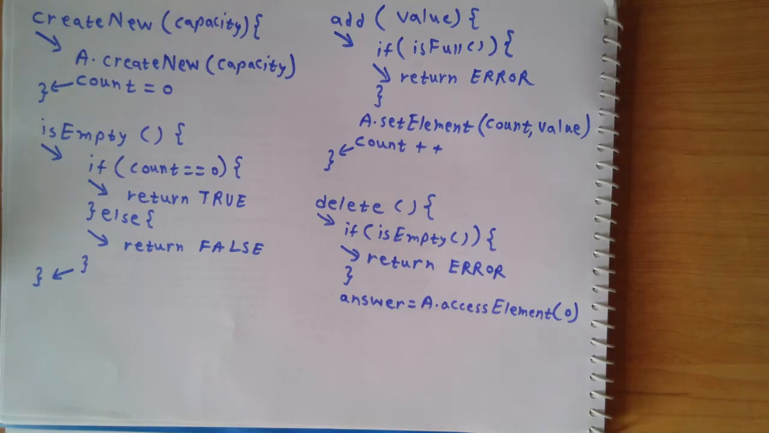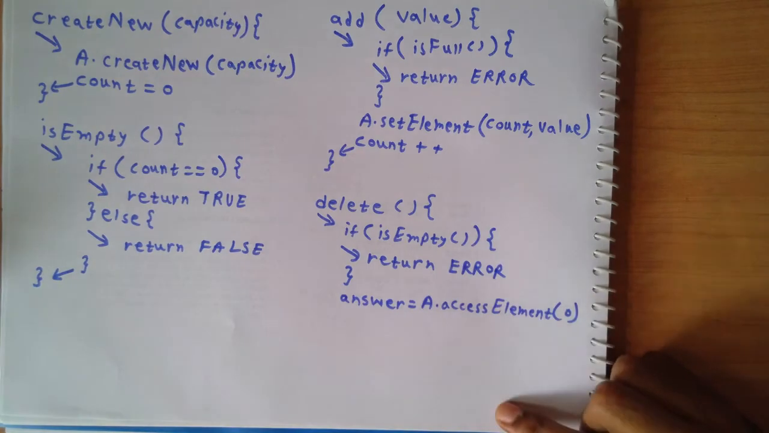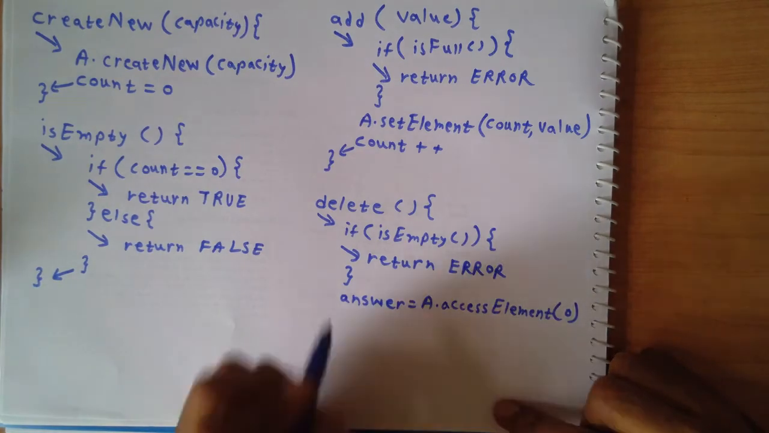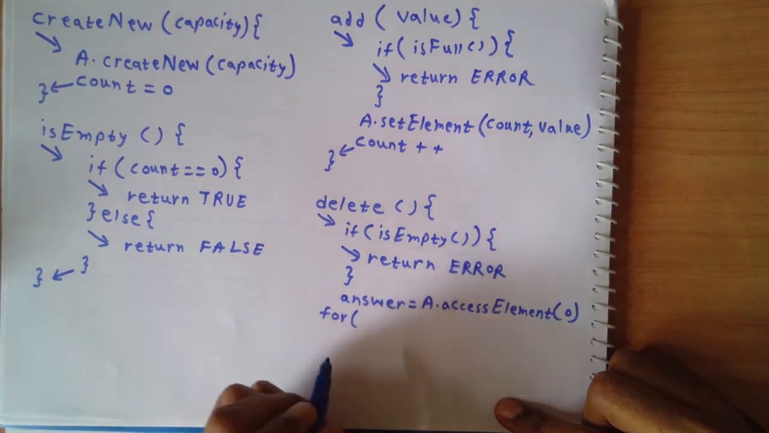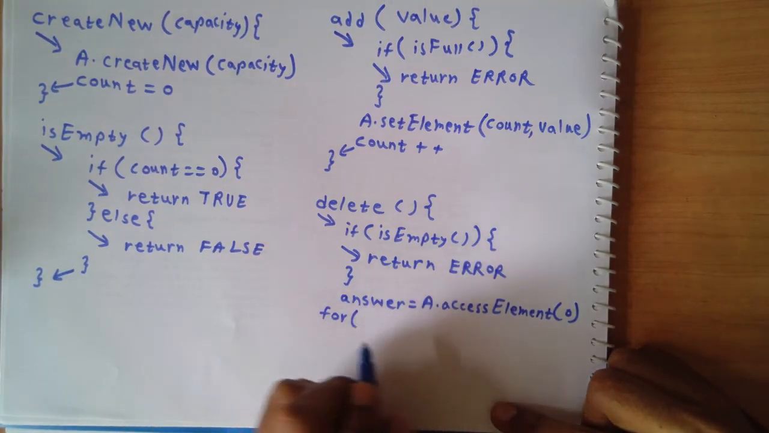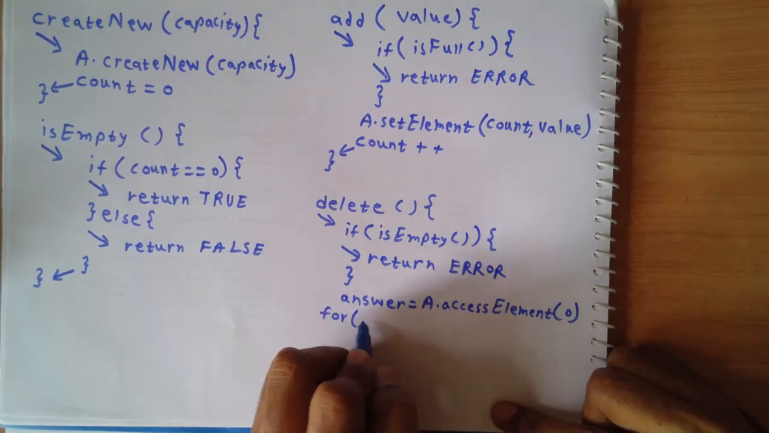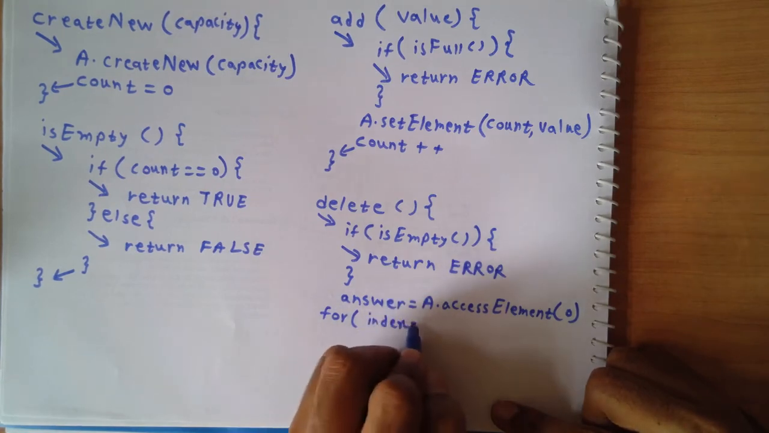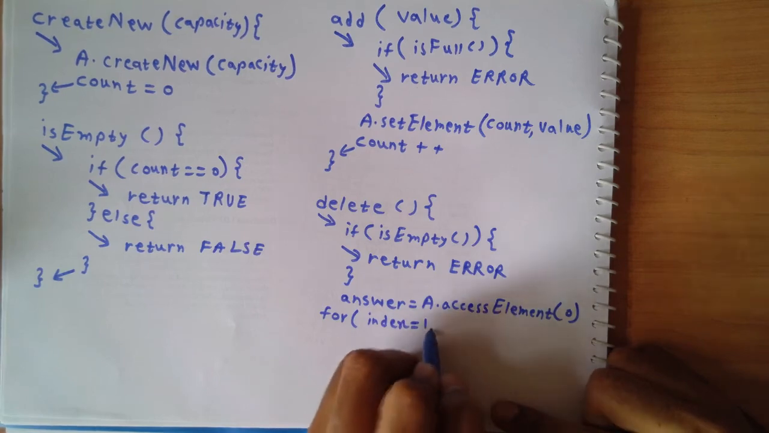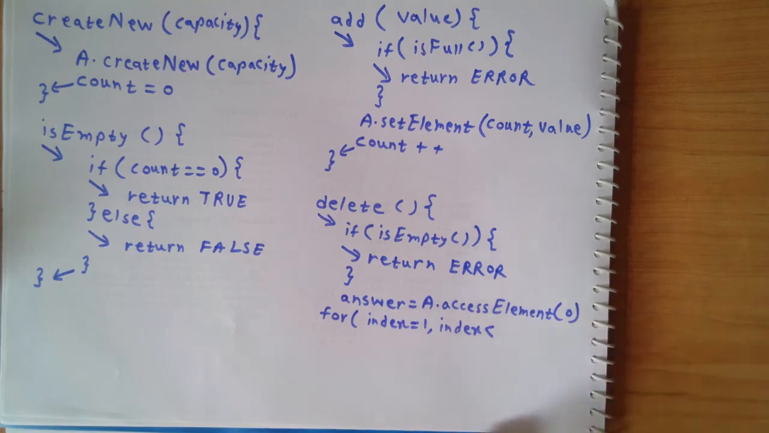But before that, what I need to do is I have to shift all the elements. So now I need to write a looping construct. I have to loop through all the remaining elements to shift them one by one. So I will have a loop. Let's call it a for loop. It will start from index equal to 1, and this index should be less than the capacity of the queue.